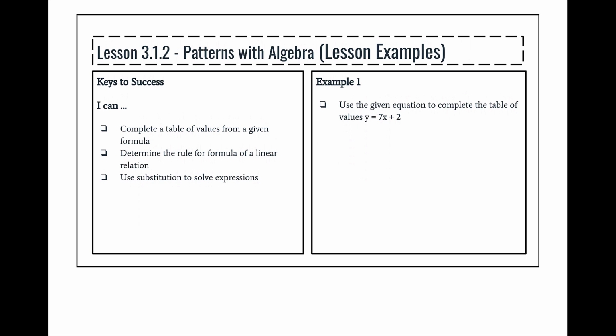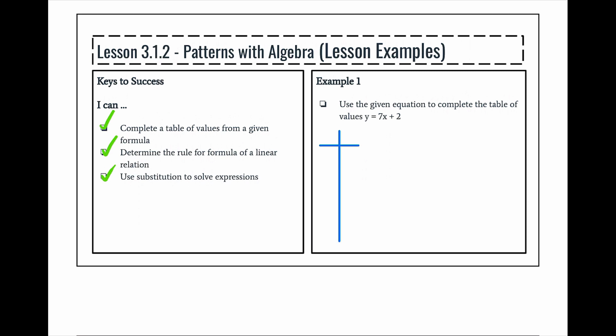Okay, on to your keys to success. After completing this lesson, you need to be able to look at a formula or an equation and create a table of values. You need to be able to look at a linear relation equation and create a rule, similar to the rules that we made for patterns and sequences. And then you're going to have to look at the variables within an equation and then substitute those variables with known values to solve these expressions.